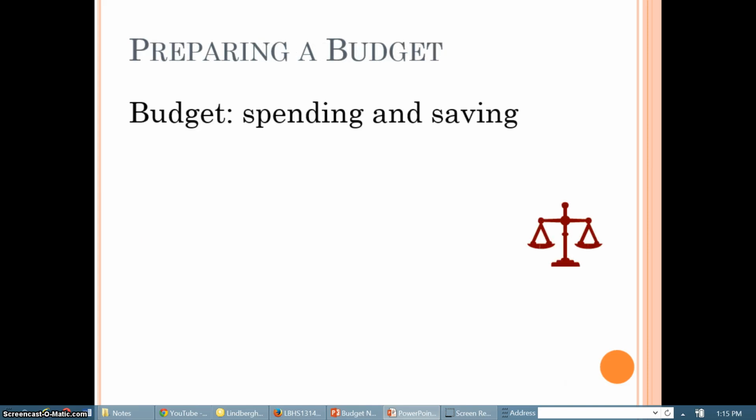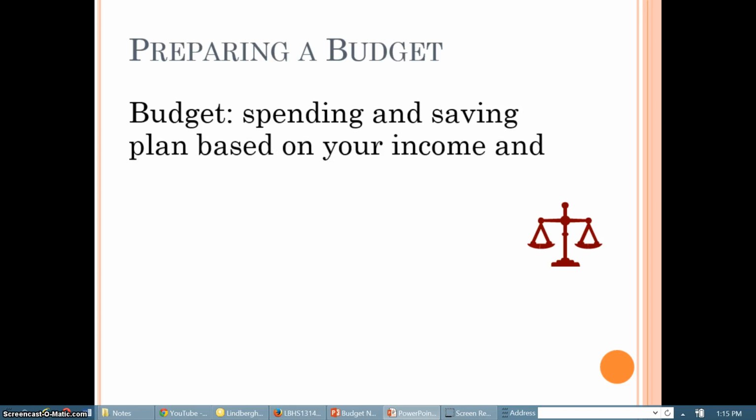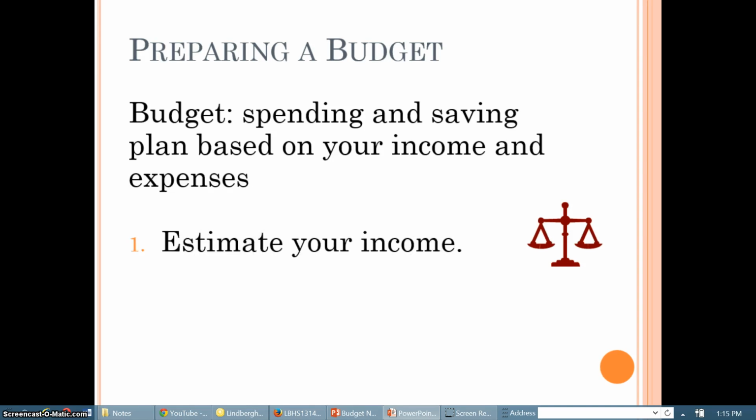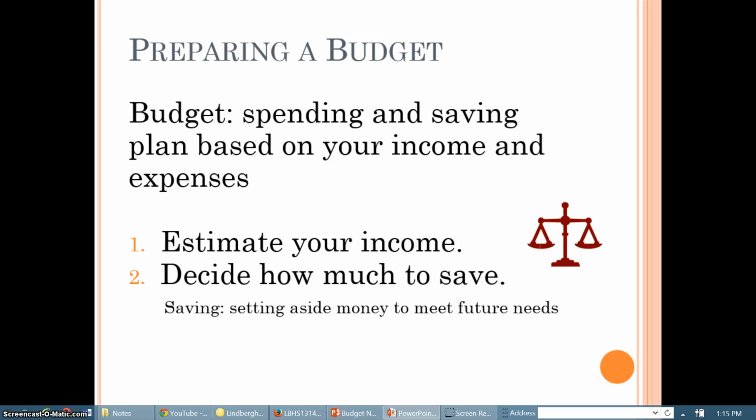So how do I prepare a budget? Well, budgeting is a spending and saving plan based on your income and your expenses. To do that, you need to estimate what your monthly income will be. You need to know what your pay periods are, what your gross income is, and determine what your deductions are so you know what your discretionary income is by pay period for each month. You need to decide how much you want to save. A minimum of 10% every pay period is a minimum that you should have set aside. Savings is setting aside money to meet your future needs.